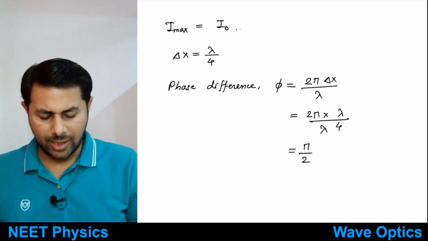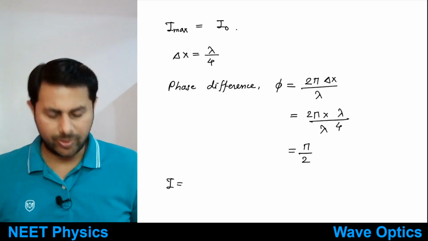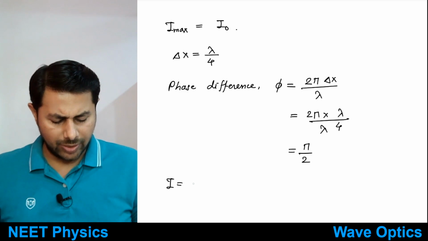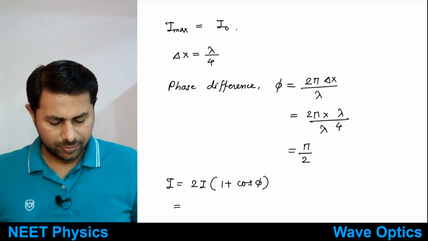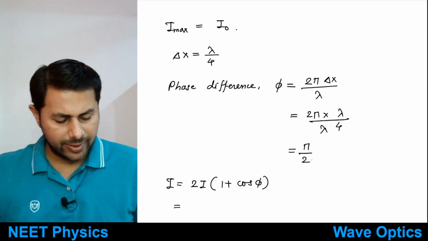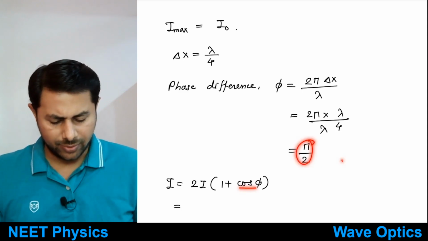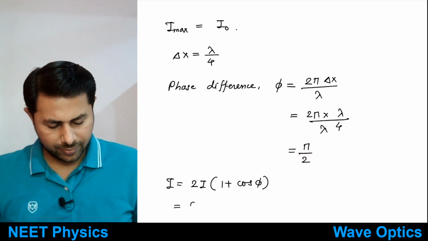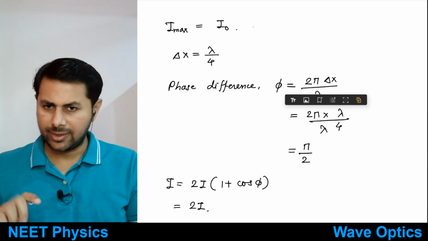Okay, so I max is I naught, and I for this point would be equal to what? So we know it is 2i multiplied by 1 plus cos of phi. What is this thing? Phi is equal to pi by 2. This is 90 degrees. Cos 90 is 0. So this is 2i. What is the maximum intensity? They are calling it I naught.